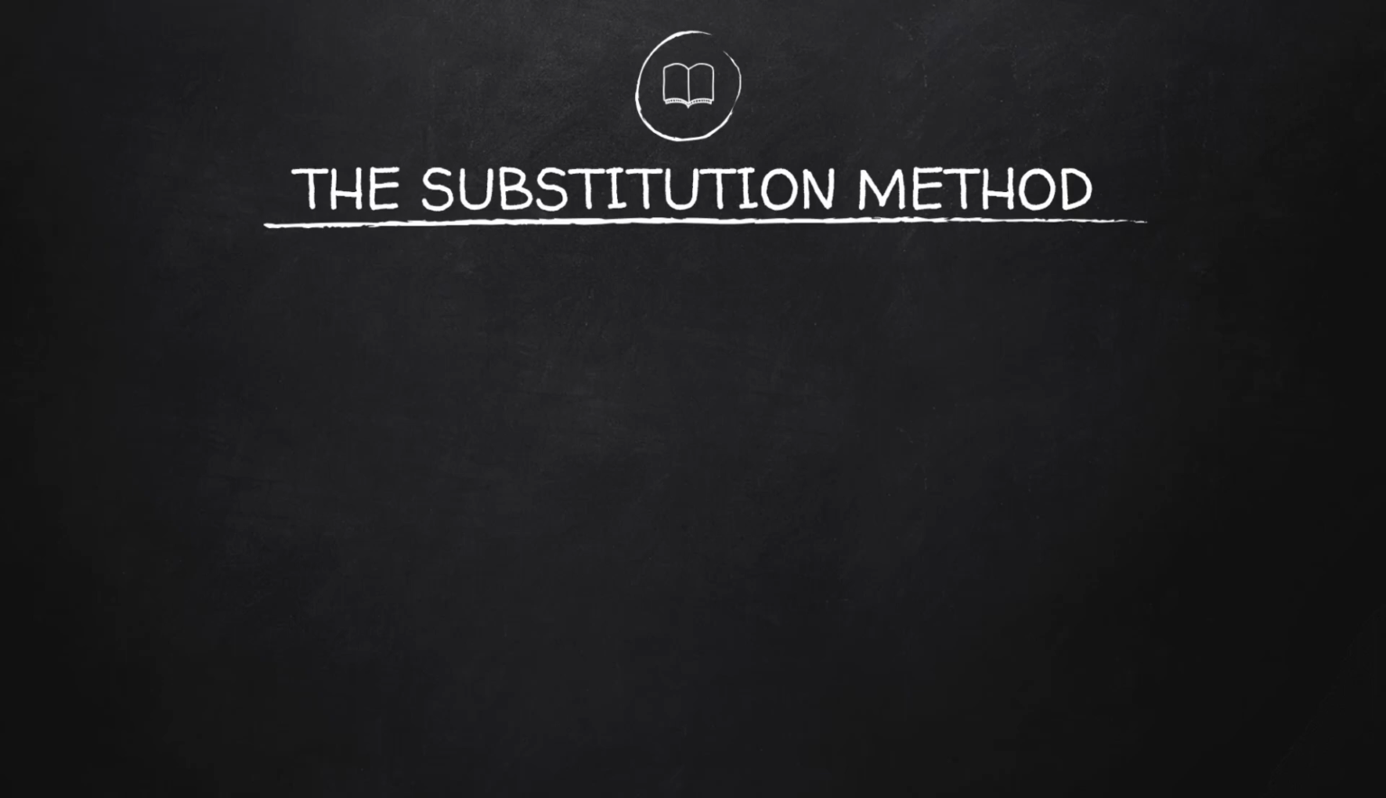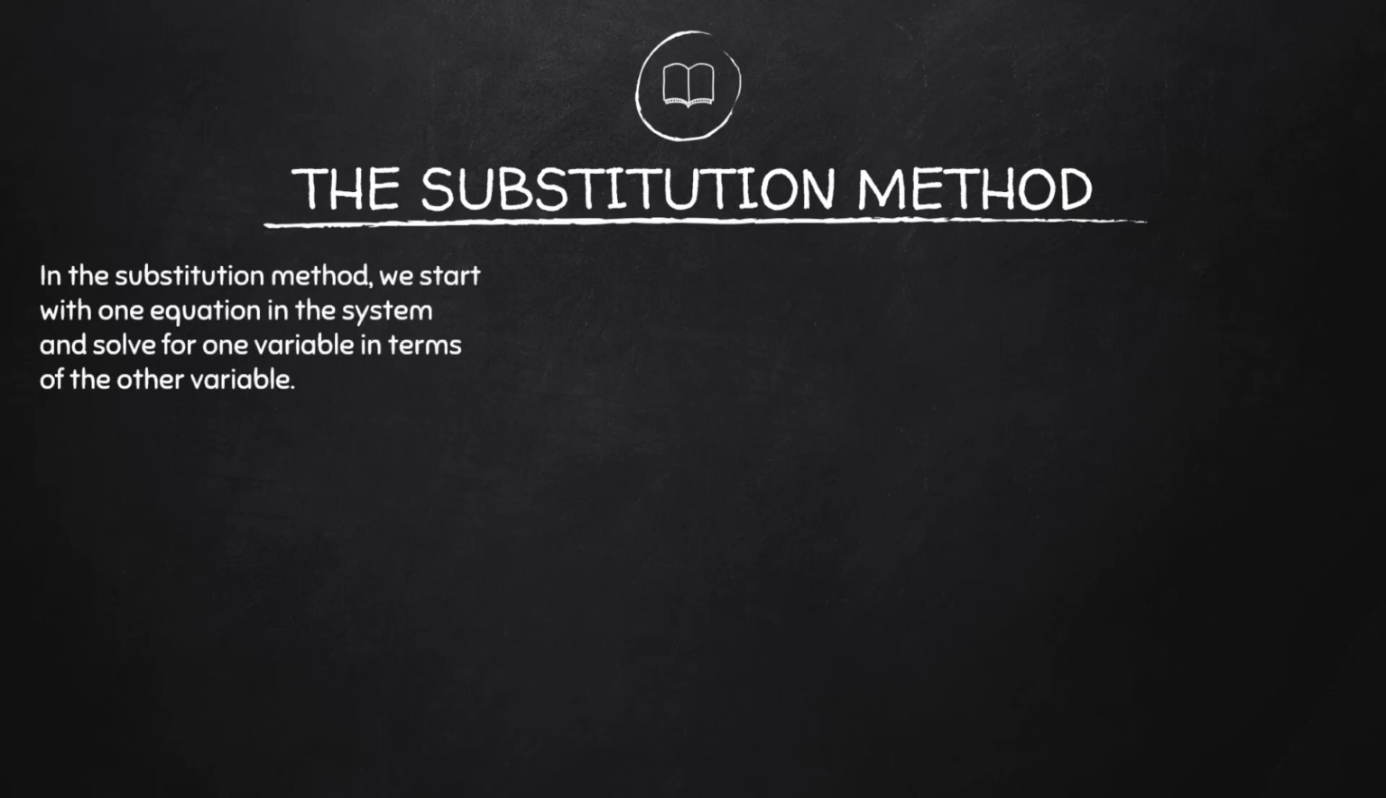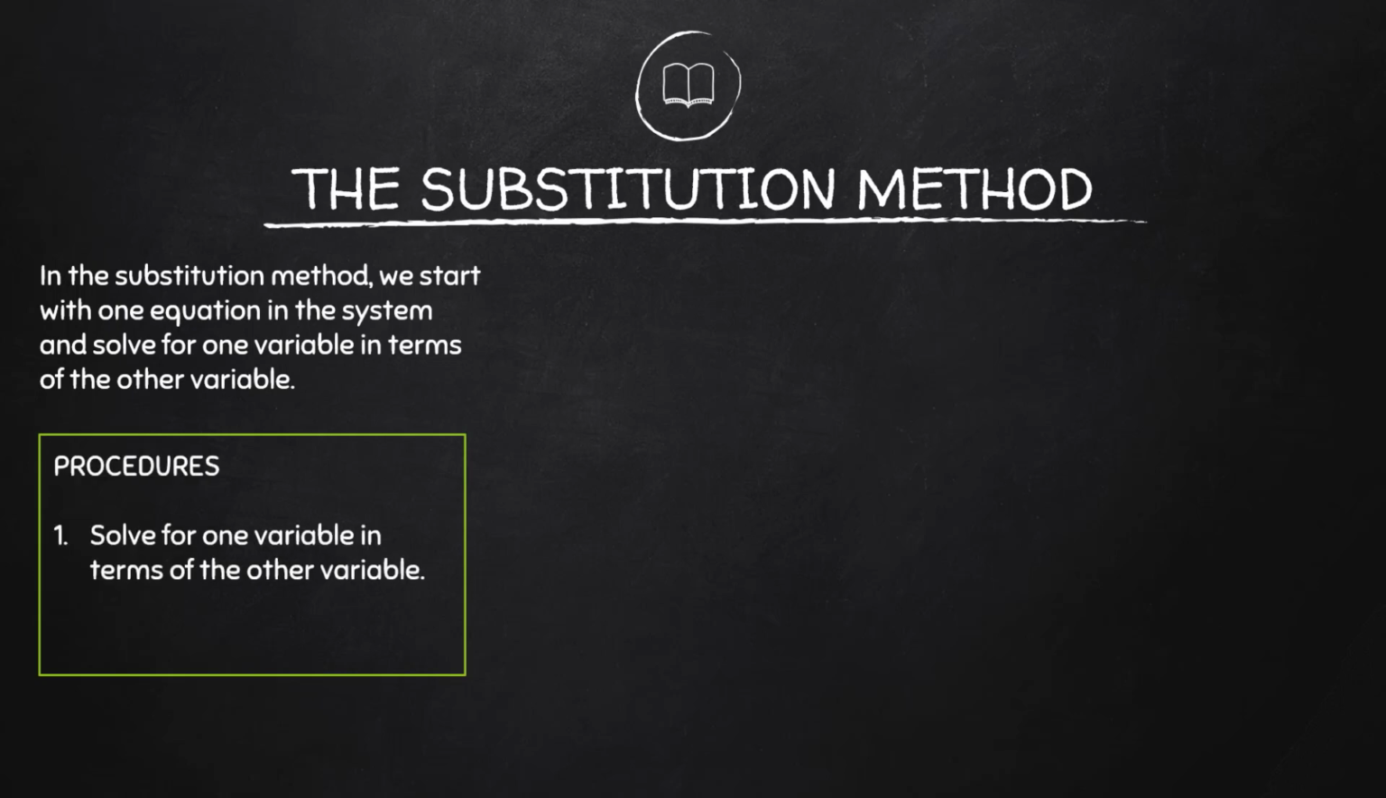So let's talk about the substitution method. This is one of the methods that we can use to solve for the solution of the systems of linear equations. In the substitution method, we start with one equation in the system and solve for one variable in terms of the other variable. The procedure for the substitution method is to solve for one variable in terms of the other variable, to substitute, and to back substitute. We will demonstrate that in an example.